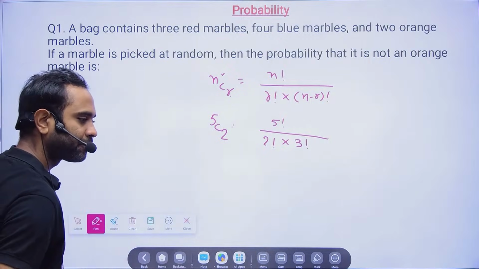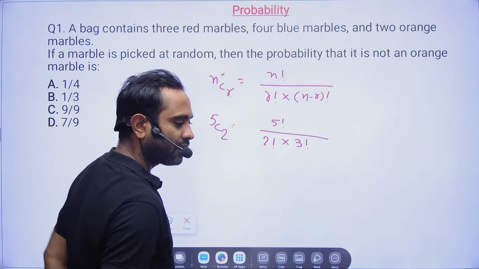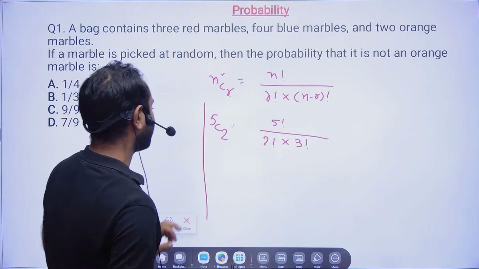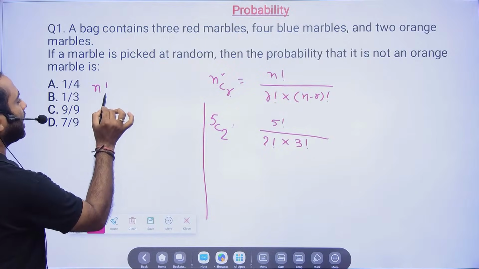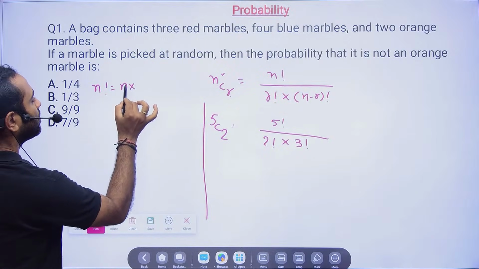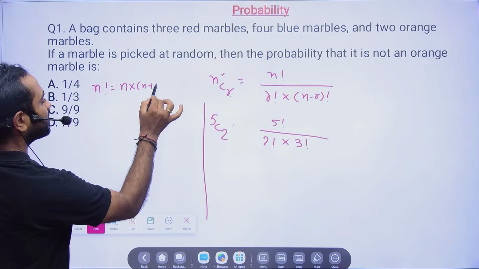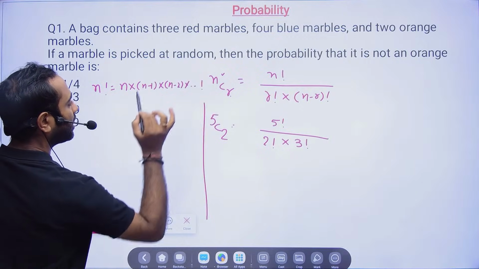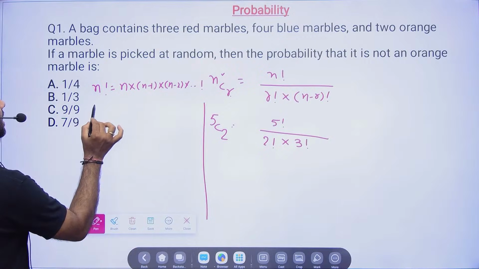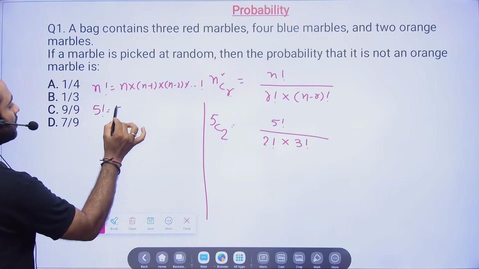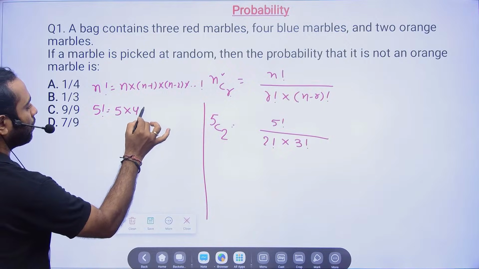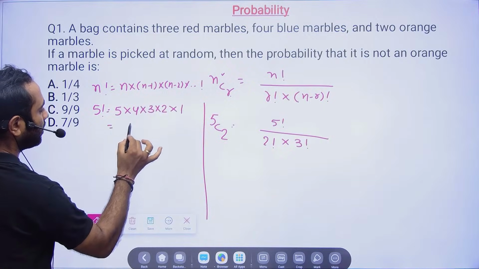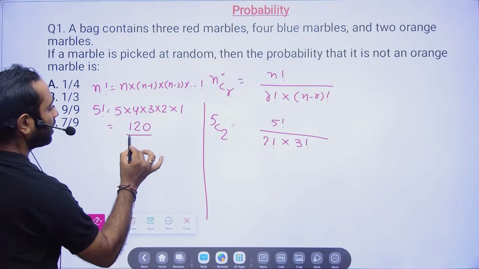Sir, how to calculate the factorial? So n factorial will be equal to n into, so start with n, keep subtracting, and then end it at 1. Like if I want 5 factorial, start with 5, 5 into 4, 4 into 3, 3 into 2, and 2 into 1. If you multiply, it will be 120.